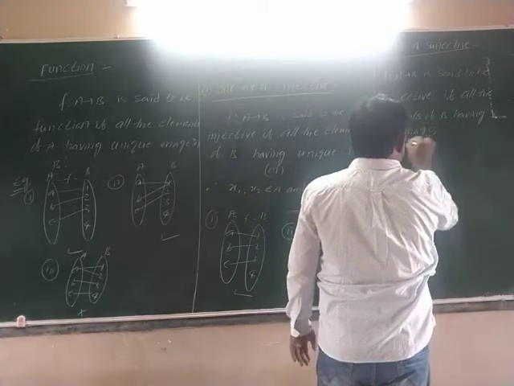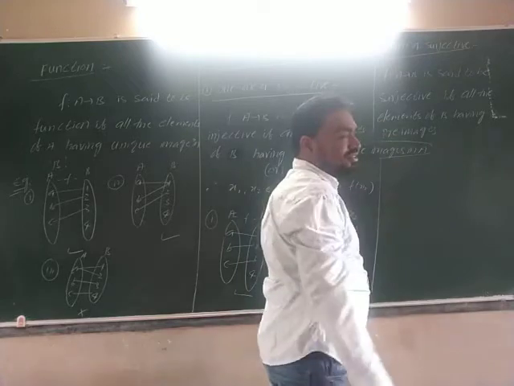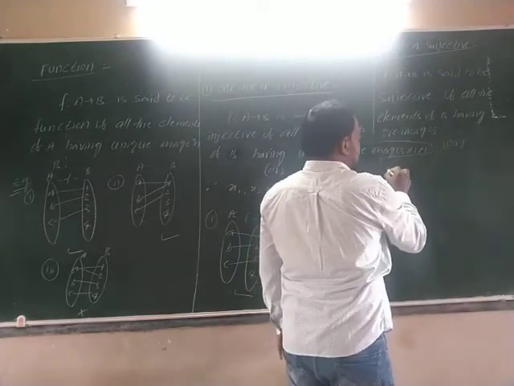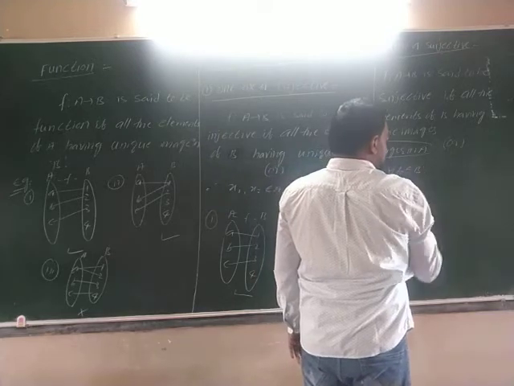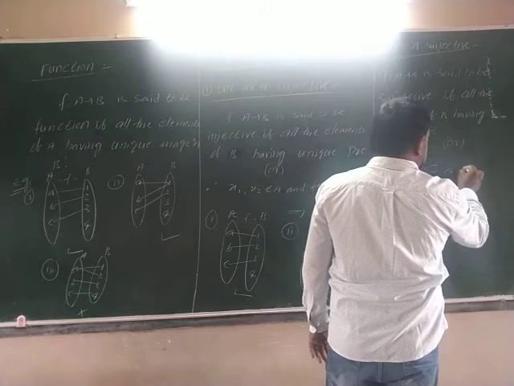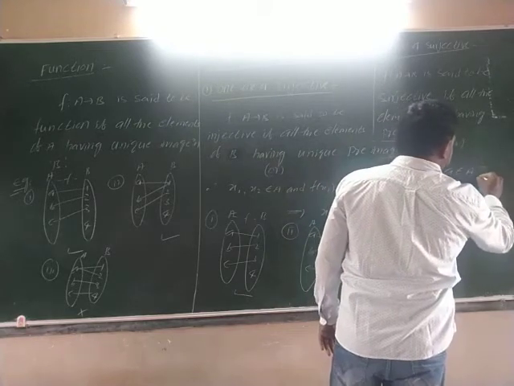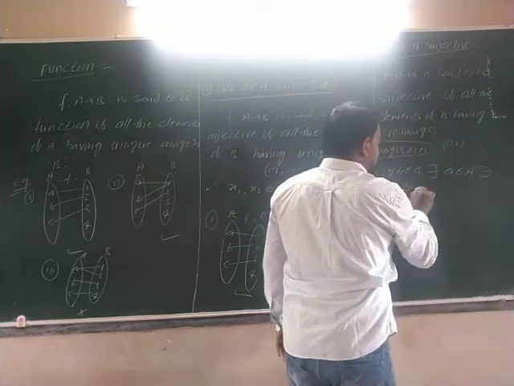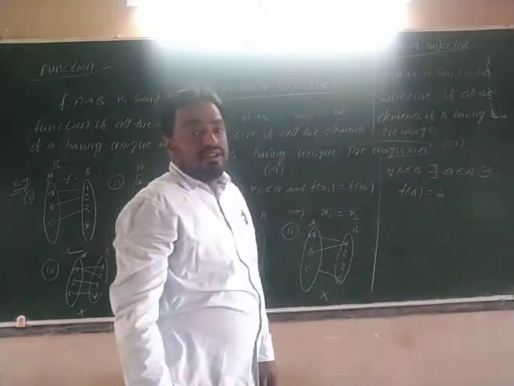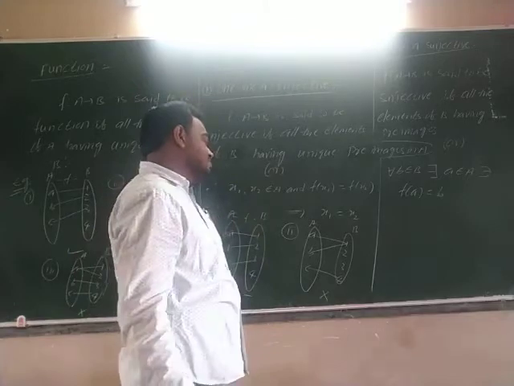No need of unique, but it having pre-images. Otherwise, we see here for all b belongs to B, there exists a belongs to A such that f(a) is equal to b. This is the definition. See example.